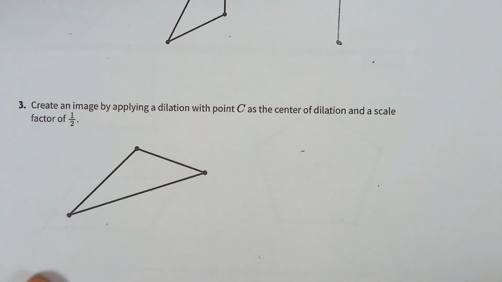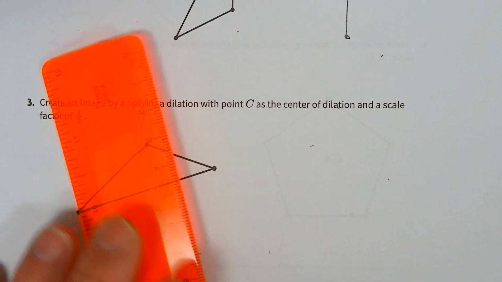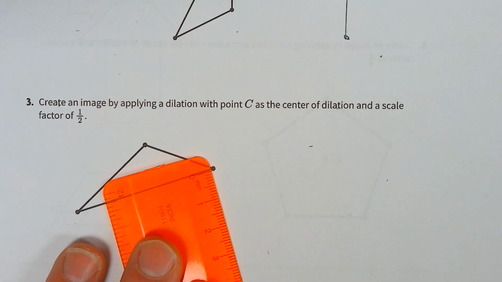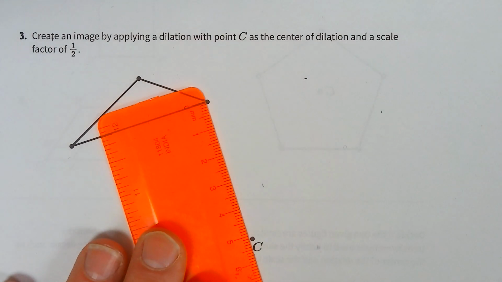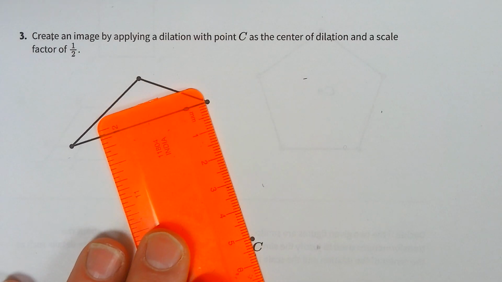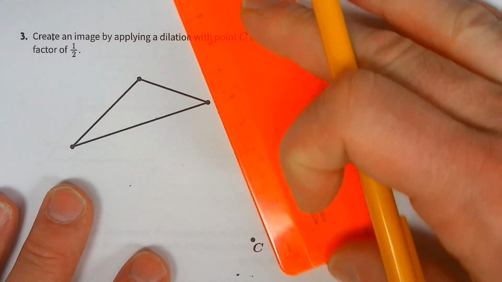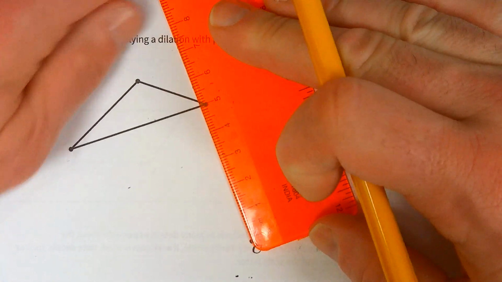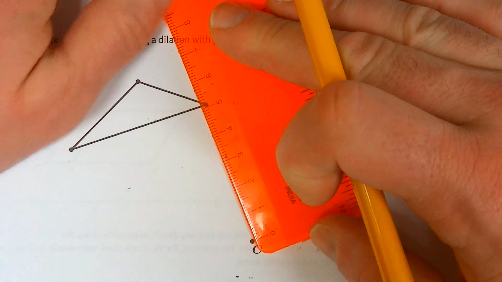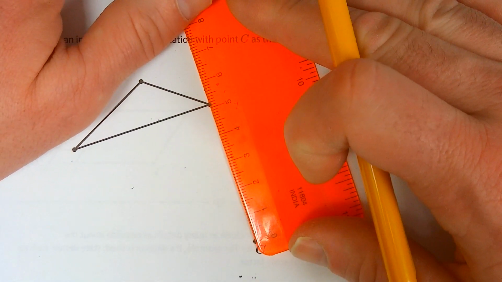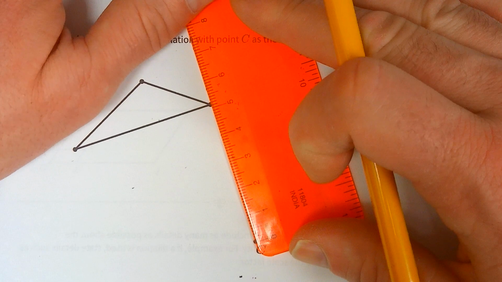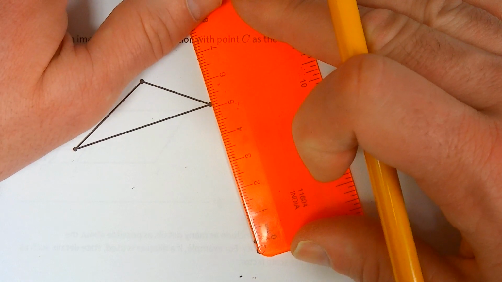Create an image by applying a dilation with the point C at the center of dilation and a scale factor of half. I don't know why when I'm shrinking, I always put the 0 at the figure. Maybe I should put 0 at the center of dilation for consistency. I guess it's because when the scale factor is bigger than 1, you have to go past the point. But if it's smaller than 1, you don't have to, so you can actually start at that end.